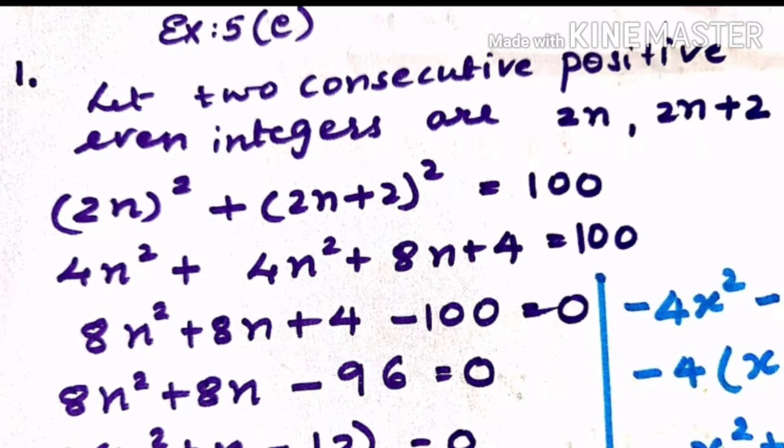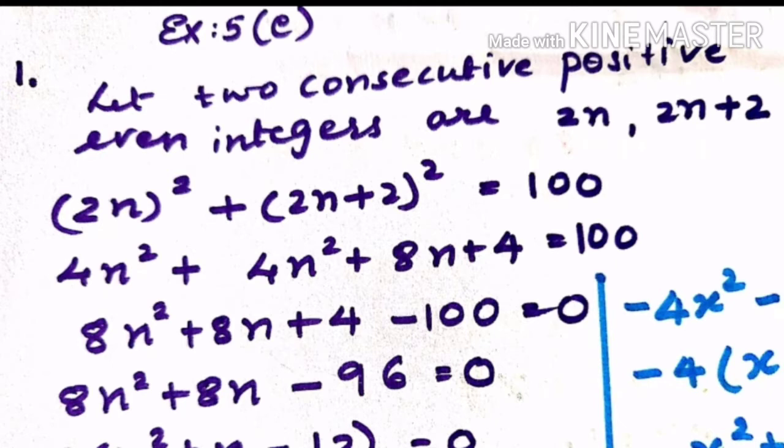Now I am taking question number 1. The sum of the squares of two consecutive positive even integers is 100. Find the integers. Whenever there is this type of question, first you have to think of two consecutive positive even integers. So, here let the two consecutive positive even integers be 2n and 2n plus 2. Always, students, you have to take a multiple of 2 because they are even integers, and you add 2 to it to get the next consecutive positive even integer.